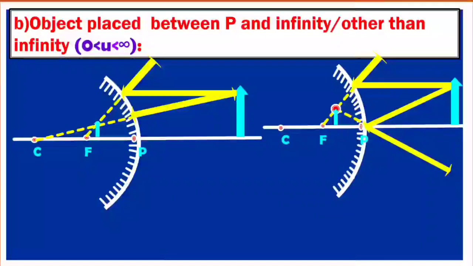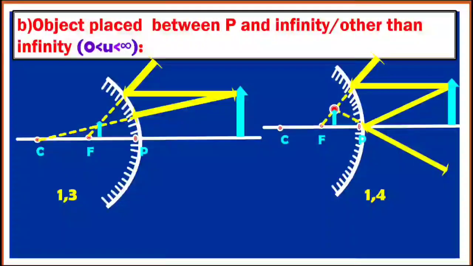In the first diagram we used the first rule and third rule. In the second diagram we used the first rule and fourth rule. Depending upon the position of the object, we have to select any two rays out of the four rays. Remember, a minimum of two rays is required. That means we can select two rays, three rays, or four rays.